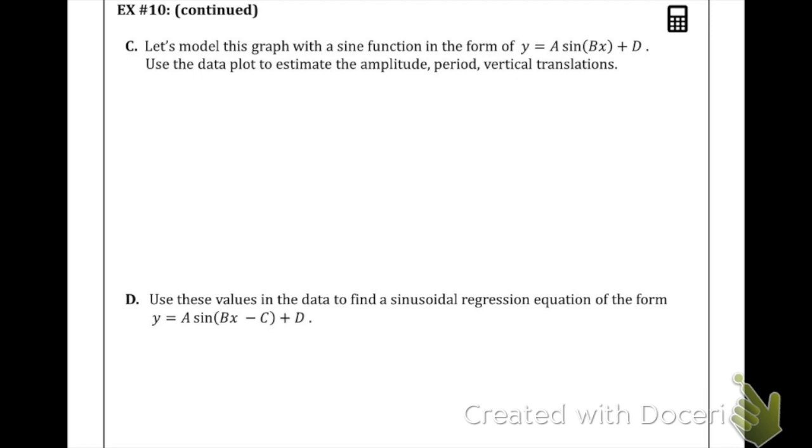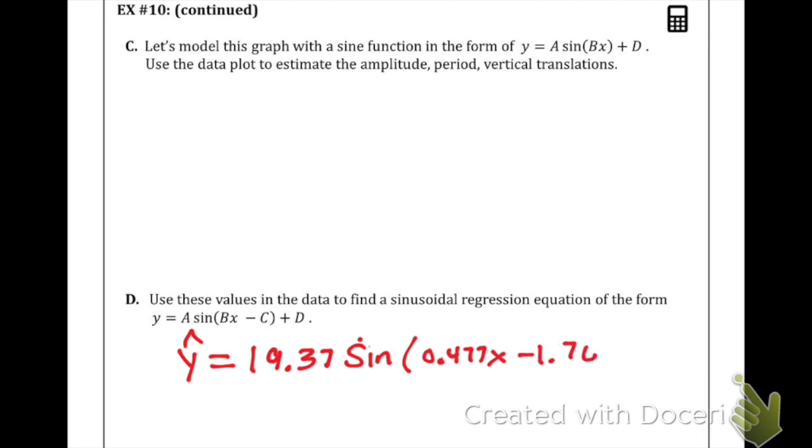All right, so we modeled it. Here we have predicted y is equal to 19.37 sine of 0.477 x minus 1.764-ish, plus 69.6.